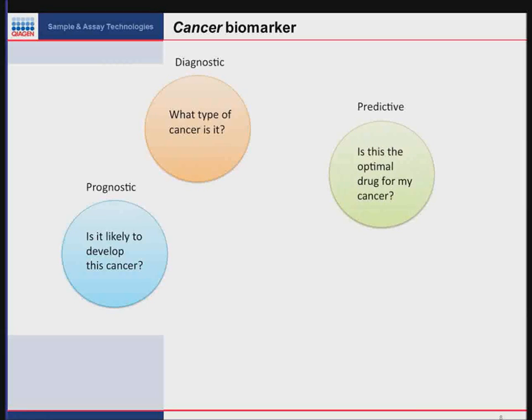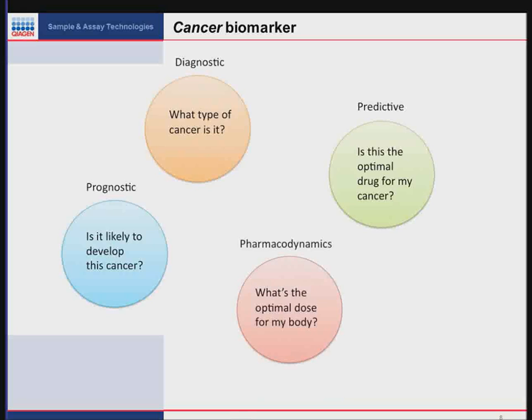Predictive biomarkers are moving into the realm of personalized medicine, and they're designed to answer the question of whether, for example, a particular drug or treatment is the optimal one for my particular cancer. And so obviously you would be looking most likely at the actual cells from a biopsy.